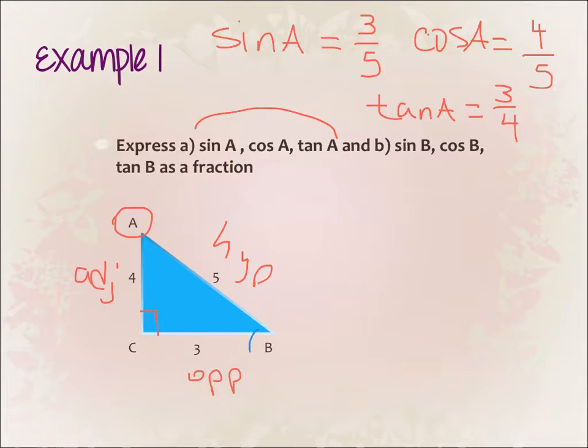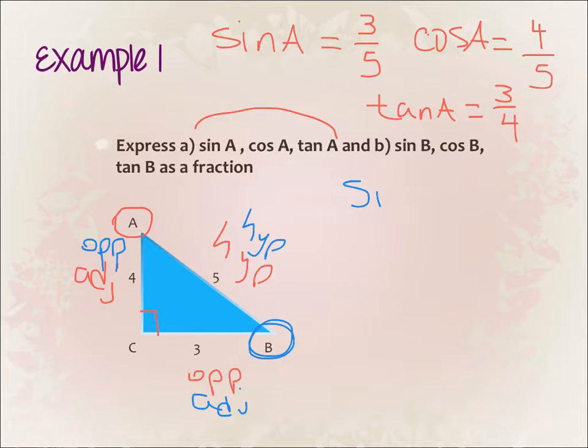I'll do those in blue. So in reference to B, the hypotenuse is still the same. So this is still the hypotenuse. Which side is opposite of B? Okay, AC or the 4, good. And then the adjacent is going to be the one that's left, which is going to be the CB or the BC, and that's going to be 3.